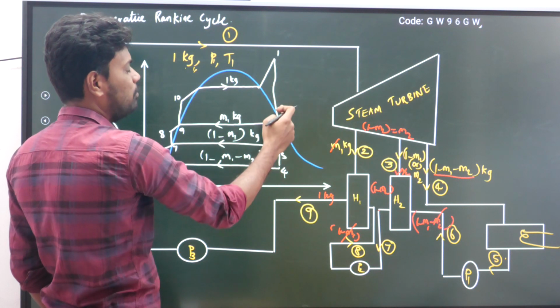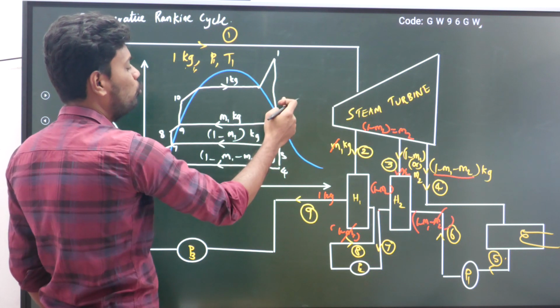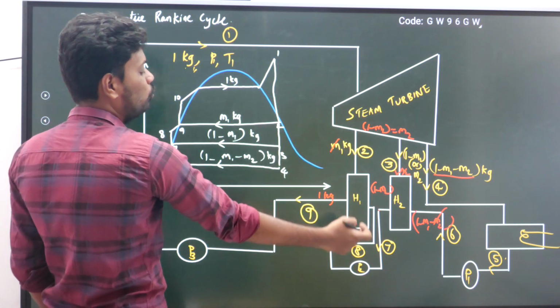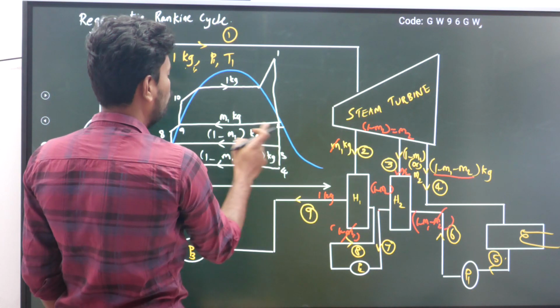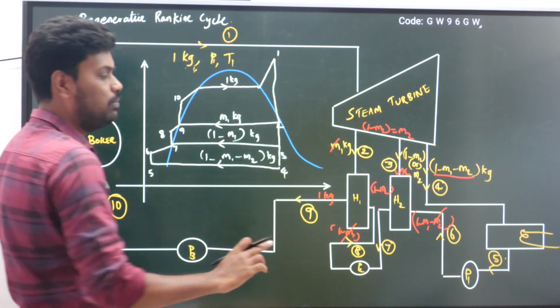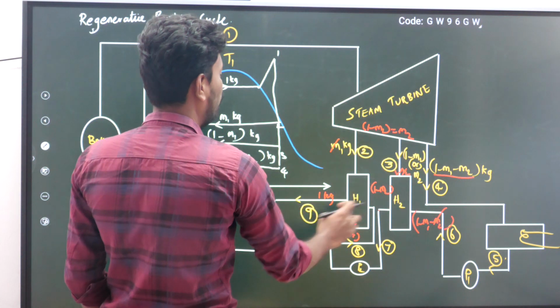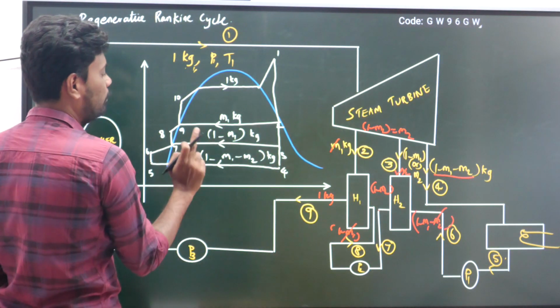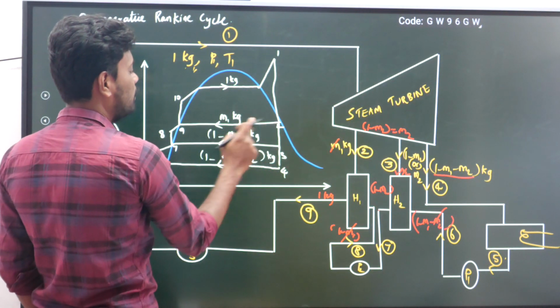Okay, the quality of steam is gradually decreasing from 1 to 2. Then from 2 to 9, inside the heater also the pressure remains constant, pressure is not changing. So 2 to 9 is constant pressure, and 1 kg is coming, M1 kg I have taken.